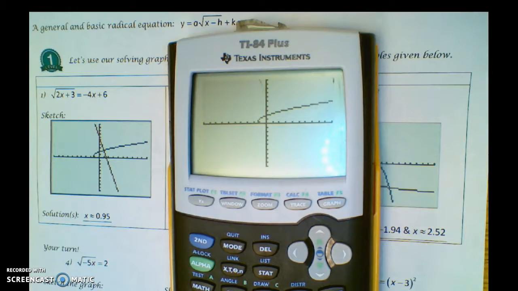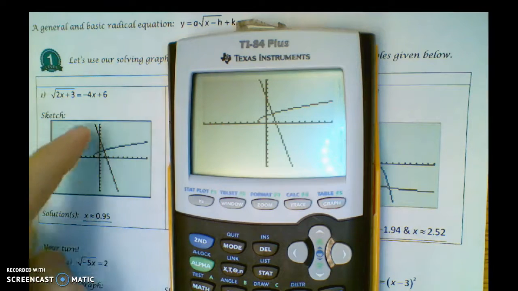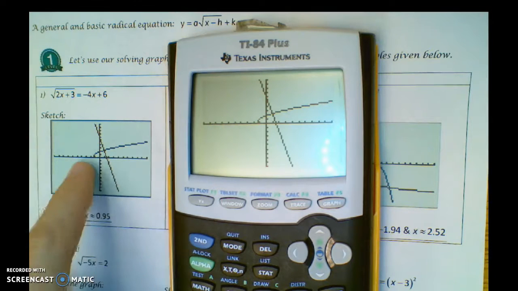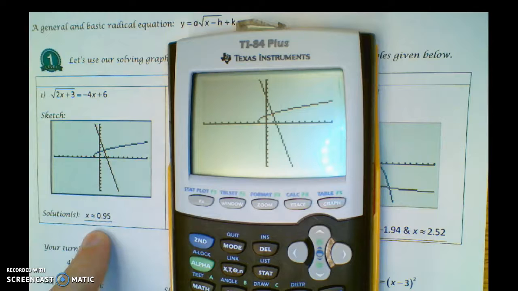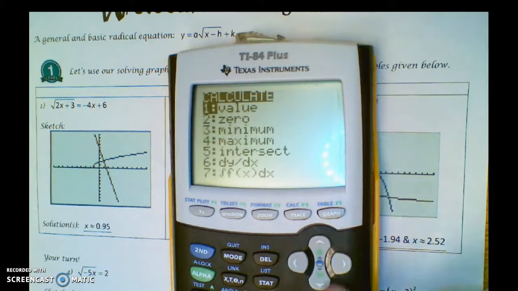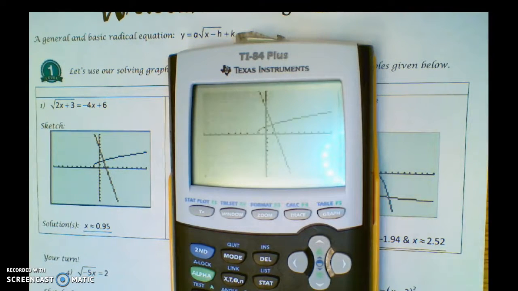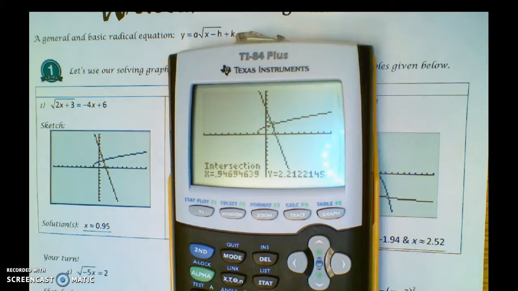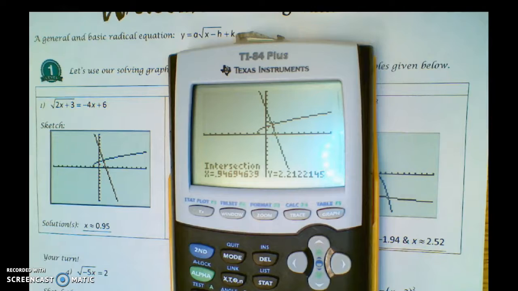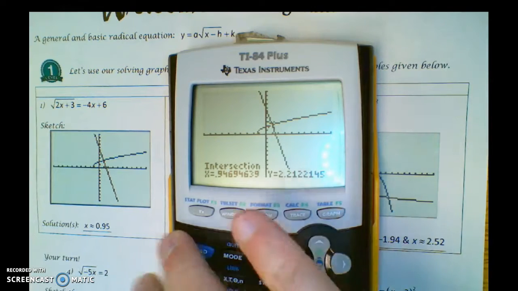And if you did this correctly, you should see the exact image that's in your example. Remember, to get to the solution of x equals approximately 0.95, you hit second, trace, and then you go to where the two graphs intersect. Hit enter, enter, enter, and there is your answer. They just rounded that to 0.95. So that's approximately x equals 0.95. Let's try the next example.